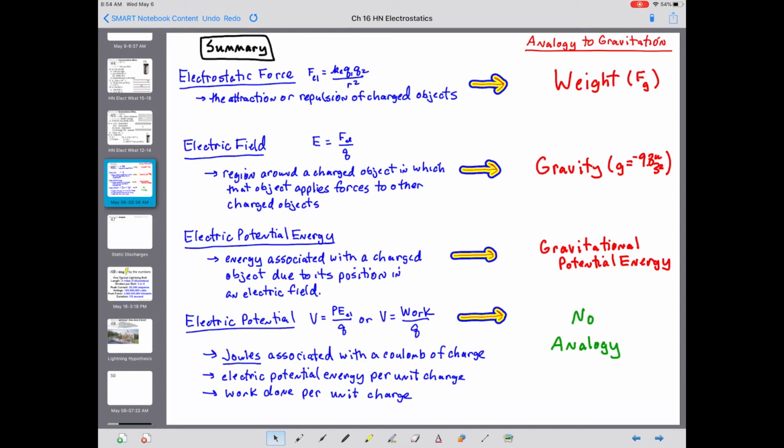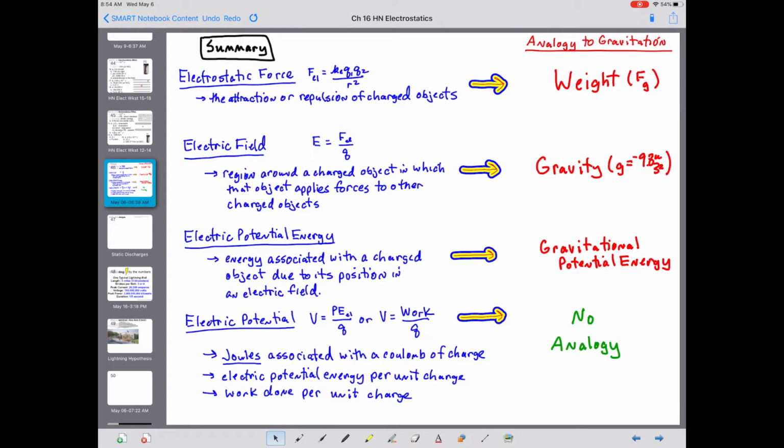Welcome to physics. I wanted to start off today with a summary of where we have been so far in electrostatics and then transition into applications.